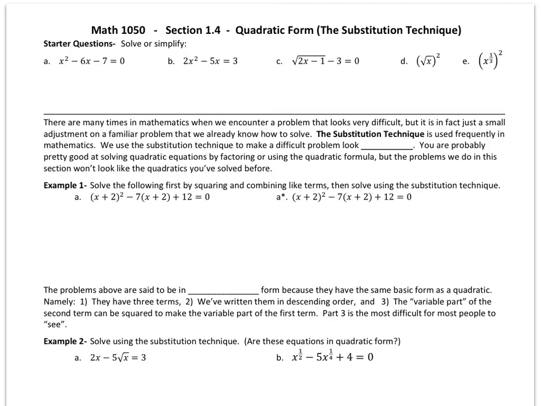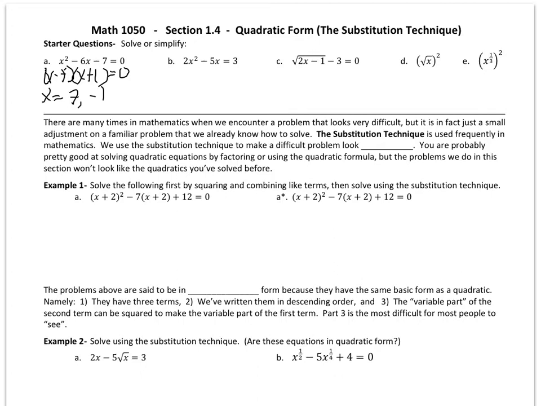But yeah, on part A, we definitely just factor that, right? Into x minus 7 and x plus 1 equals 0, so x equals 7 and x equals negative 1. We like factorable ones. Okay, part B.